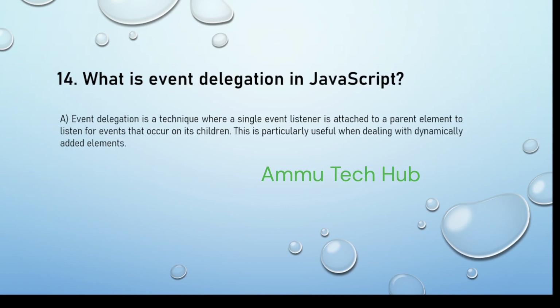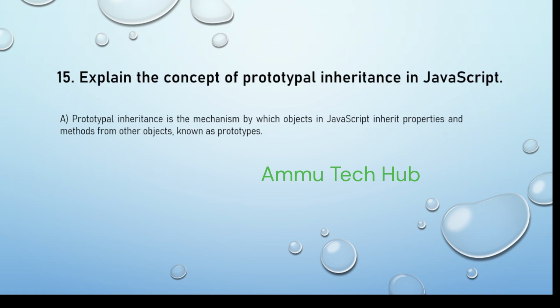What is event delegation in JavaScript? Event delegation is a technique where a single event listener is attached to a parent element to listen for events that occur on its children. This is particularly useful when dealing with dynamically added elements. Explain the concept of prototypal inheritance in JavaScript. Prototypal inheritance is the mechanism by which objects in JavaScript inherit properties and methods from other objects, known as prototypes.